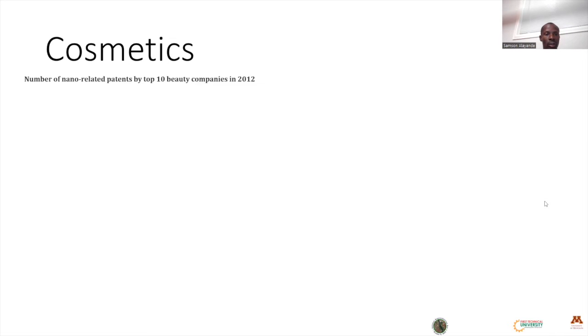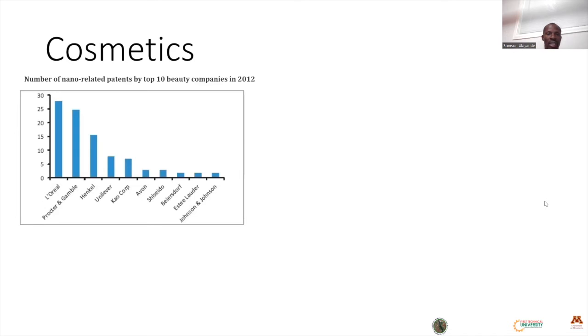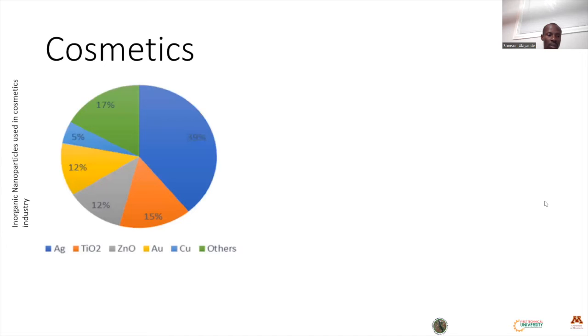And if we look at the number of patents that have evolved from 2000, and in 2012 alone, we can see many of the major giant industries coming up with several patents in the area of cosmetics based on nano concepts. These are nano-related patents from the top 10 beauty companies in 2012, just for us to look ten years back and see what has happened over the years.